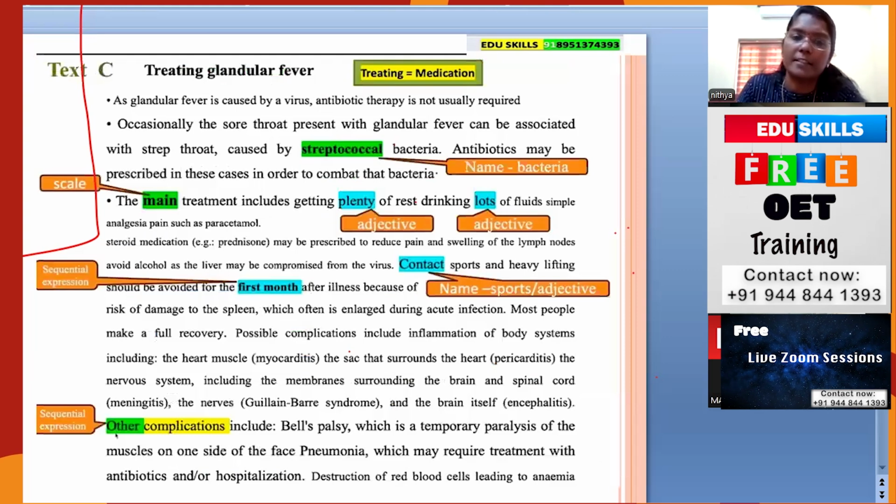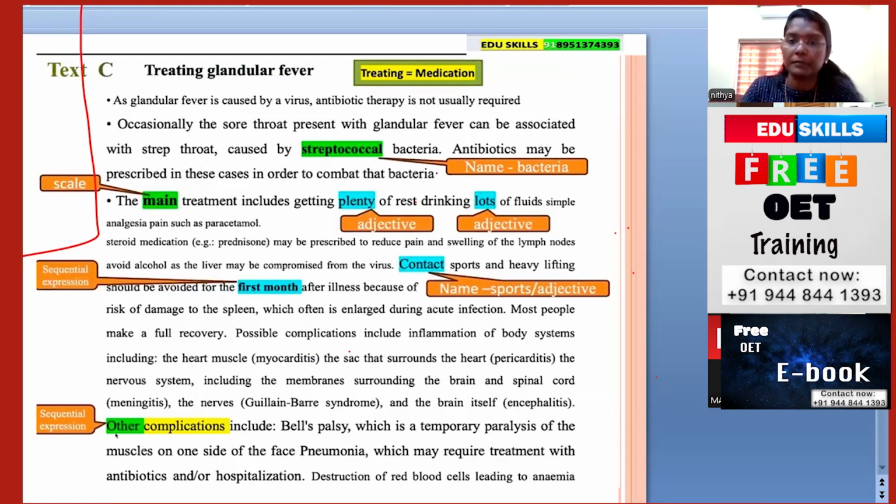Okay, next slide, text C. What is the heading of text C? Please respond. Treatment. Okay, check whether you have underlined or not. Streptococcal is the name of the bacteria, so underline the name. Then the main is the scale. Then plenty of rest, plenty is the adjective. Lots of fluids, lots is the adjective. Next line: contact sports and heavy lifting. Contact is the name of the sport and at the same time an adjective, included in both categories, so underline that.